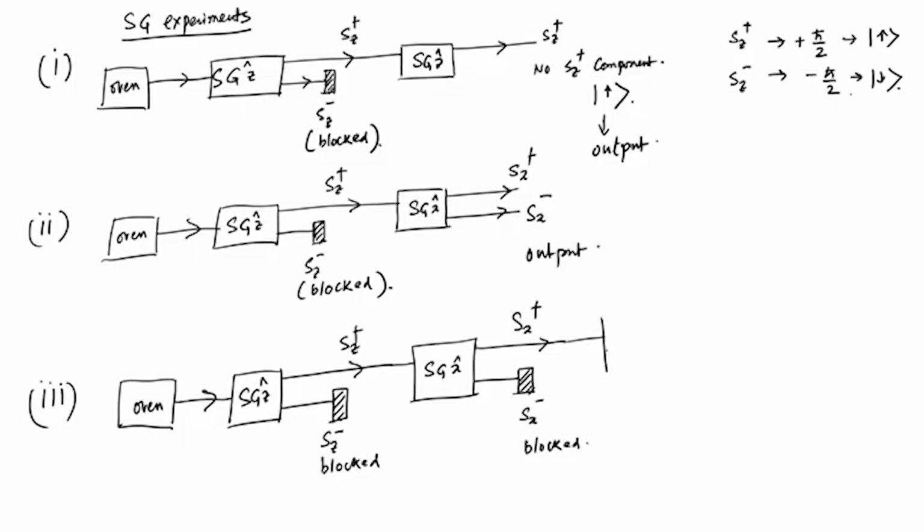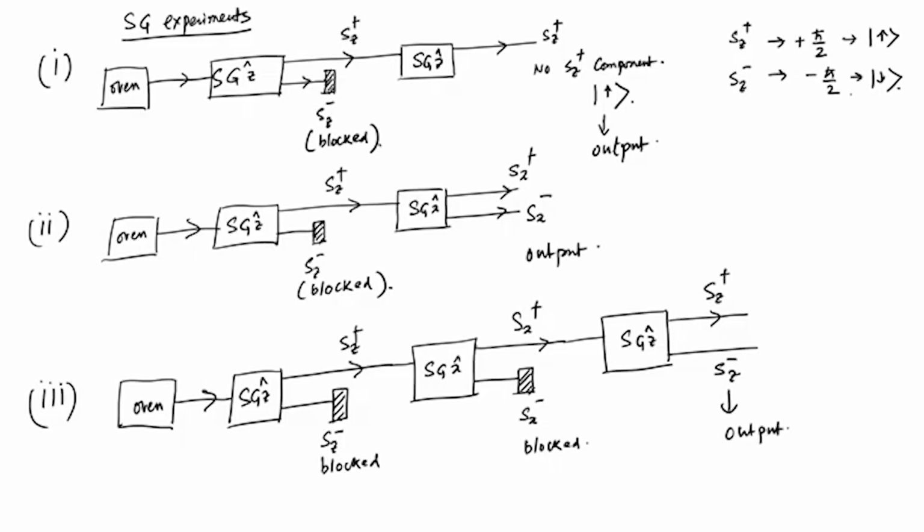And then this is made to pass through finally another Sz. That means the magnetic field is non-uniform in the z direction. So, you have this as Sz plus and Sz minus. That is the output that you see here.